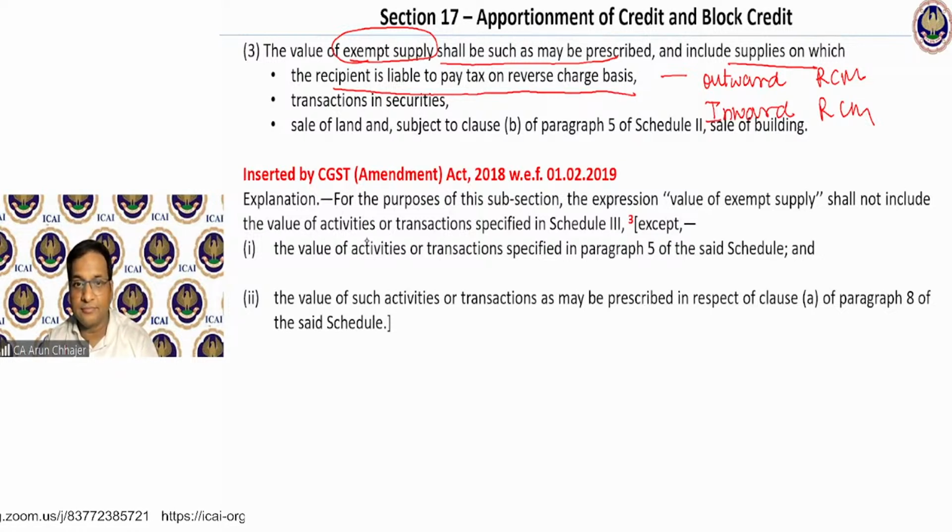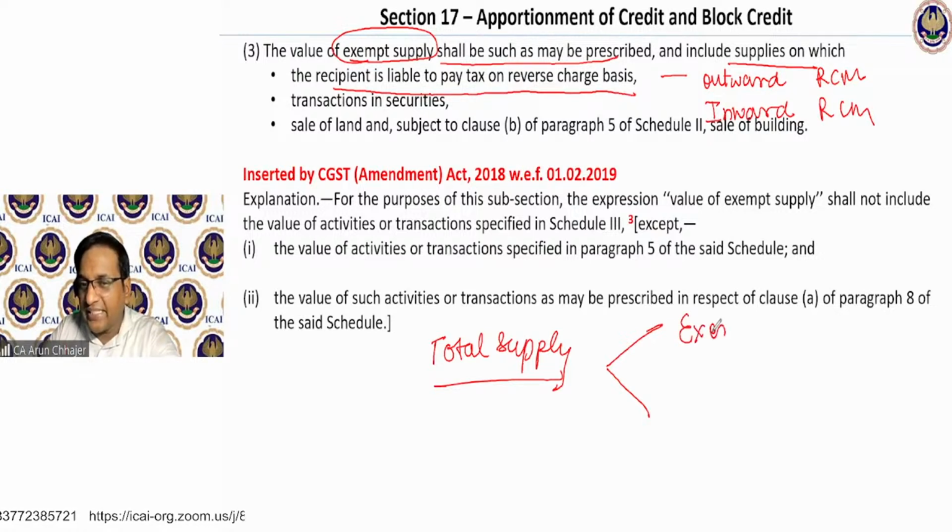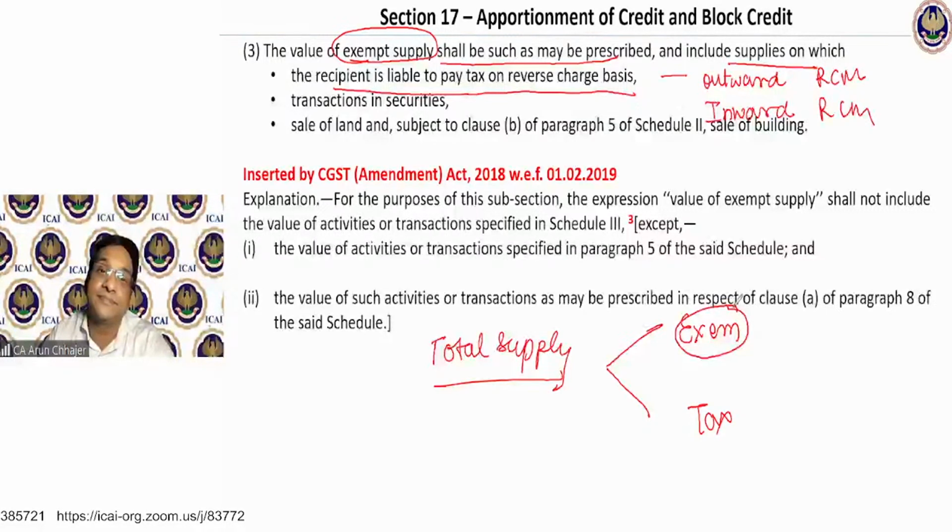See, we are calculating the total supply. Total supply means, in normal terms, I am calculating my sale. Why am I calculating my total sale? I am dividing how much is exempted and how much is taxable. Why are we calculating this? So that to the extent of exempt supply, I cannot take the ITC.